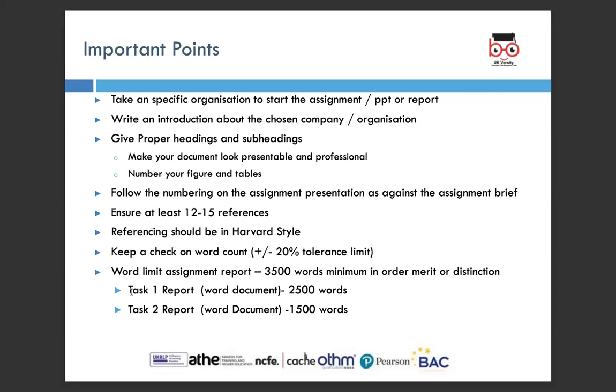Then word count. There are two tasks. Task one, 2,500 words. Count guidelines provided, there is a tolerance limit of 20%, plus or minus, to accommodate necessary adjustments. So for merit or distinction grades, the assignment report should be a minimum of 3,500 words. Task one report should be around 2,000 words, and task two report should be around 1,500 words.